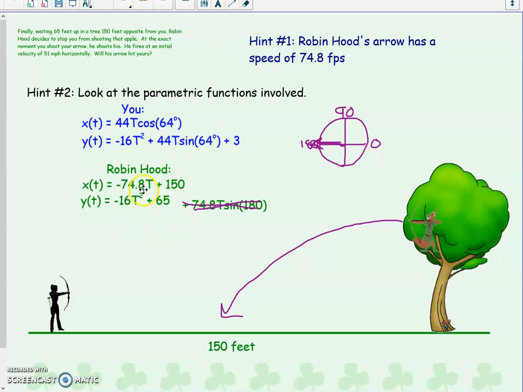So now that you've got these two parametric functions involved, you could solve this algebraically. And what I did is I set this y value equal to this y value and found how much time it took for these two arrows to be at the same height. And once I found the time, I plugged those times into the x values to see exactly what their horizontal distance was.